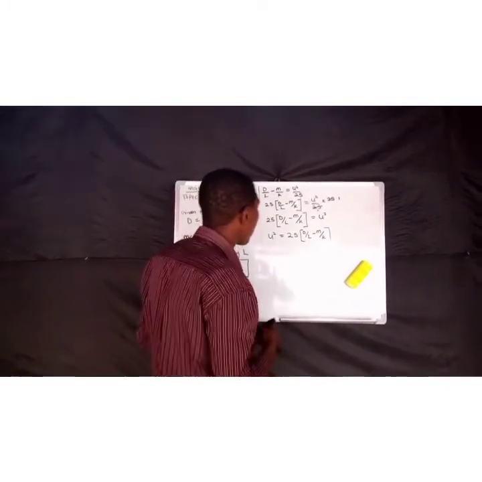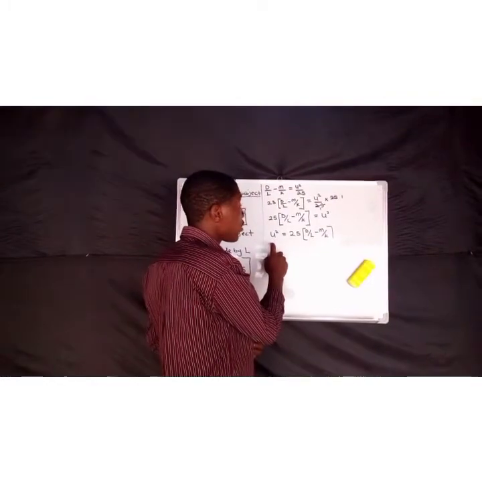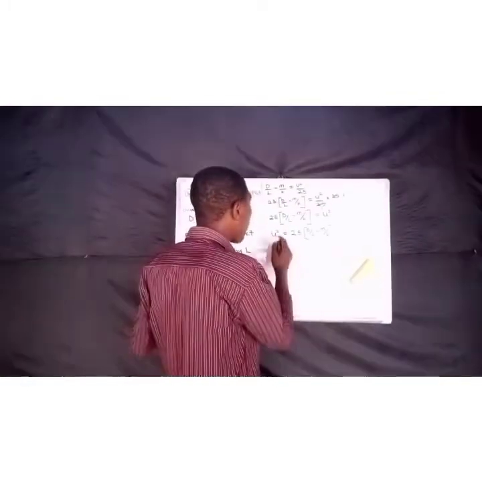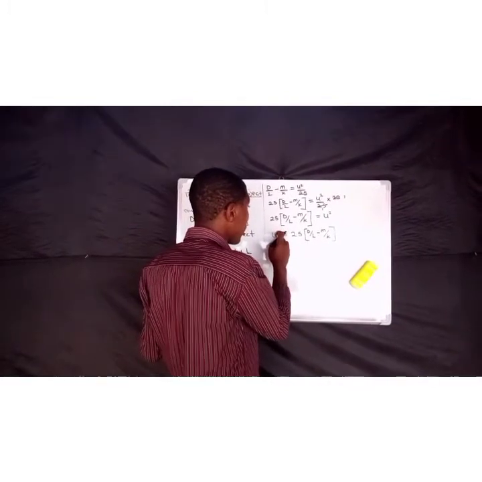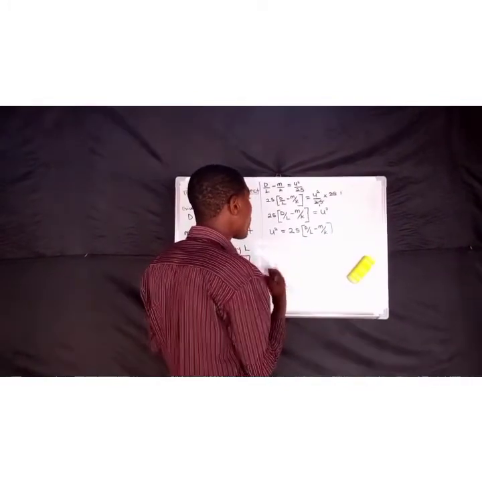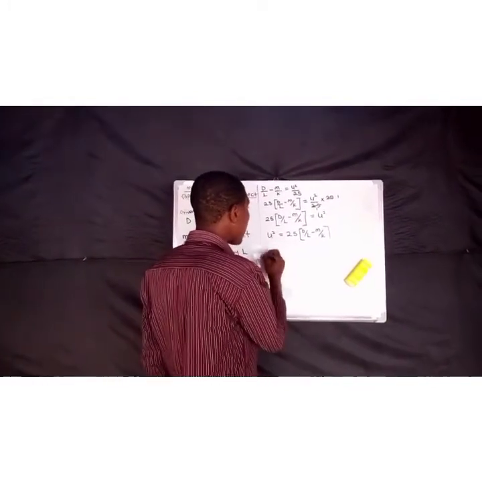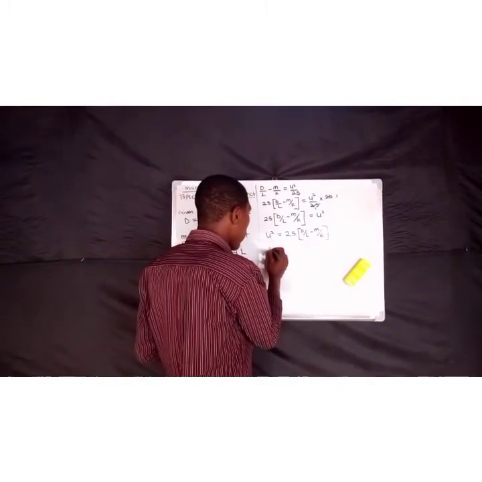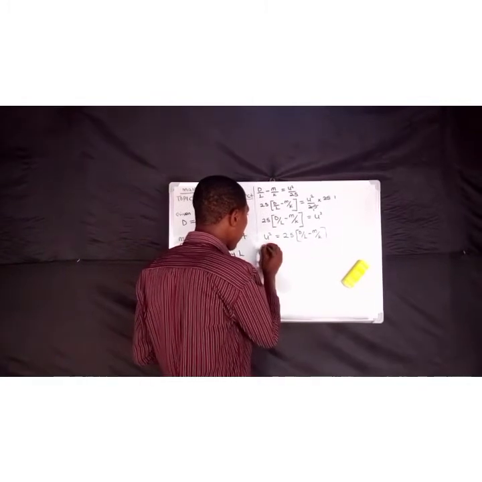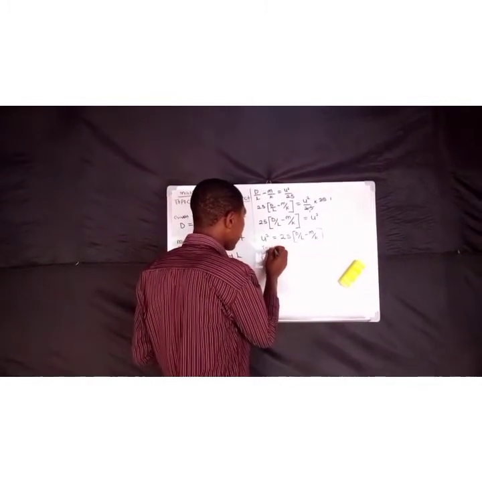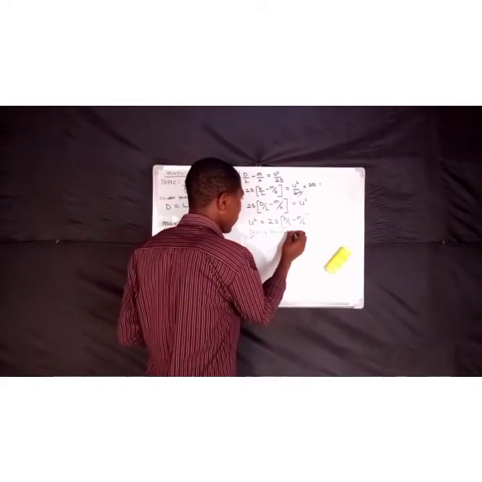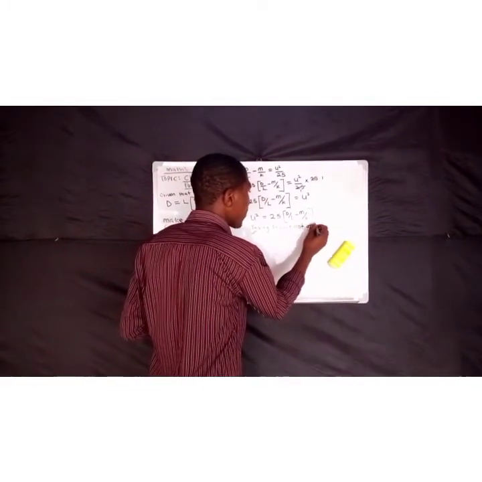But I'm told to look for what? U, to make U the subject, not U square. So I have to perform the opposite operation for square, and that is what? To square root both sides. So taking the square root of both sides.